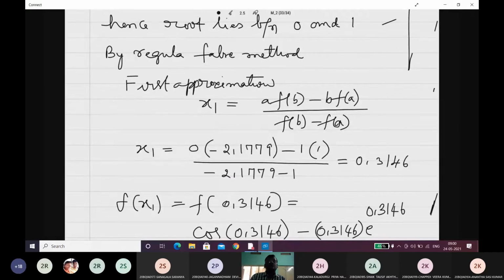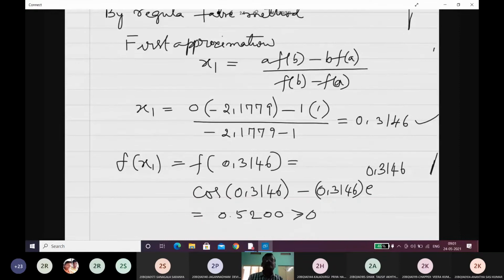x1 is equal to 0 into minus 2.1779 minus 1 into 1, divided by minus 2.1779 minus 1. The numerator is negative and the denominator is also negative, so totally we get the value of x1 as positive, which we calculated earlier: 0.3146. And immediately we can find the value of f of x1, f of 0.3146.